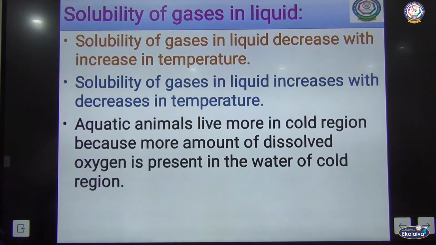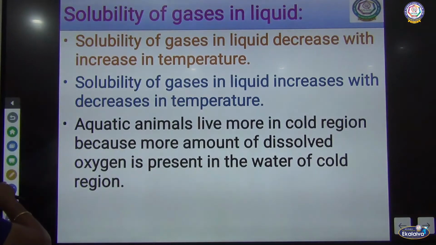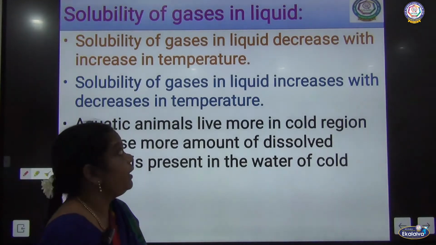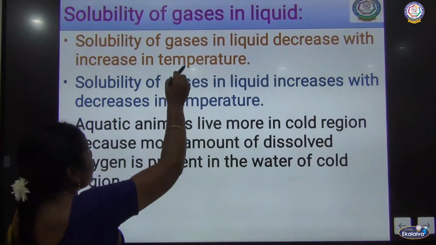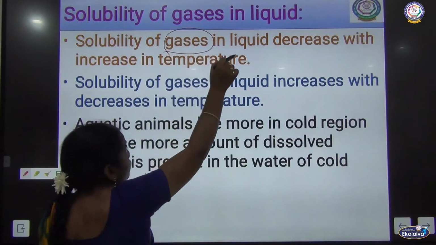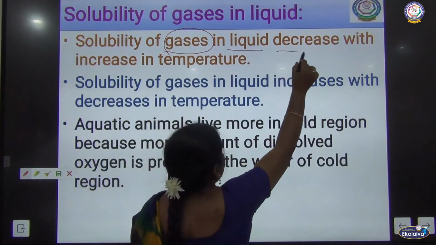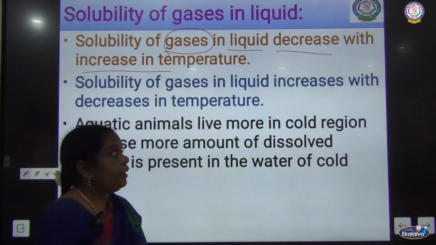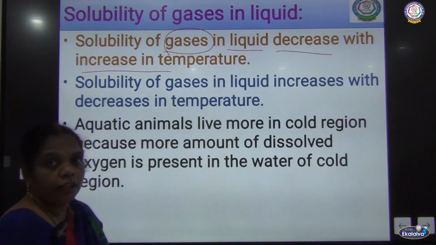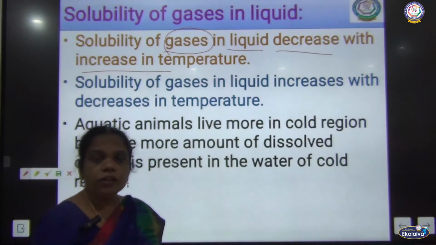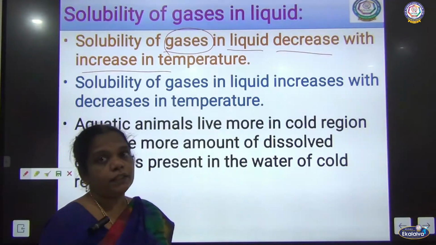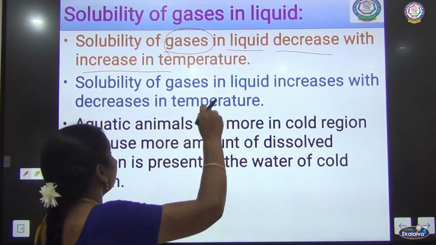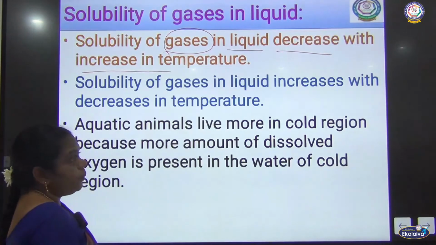And next one is solubility of gas in liquid solvent. Now here, what is the solute? The solute is taken in the form of gas. So here the solubility of the gas in liquid solvent decreases with increase in temperature. For a solid solute, solubility increases with increase in temperature, but it is vice versa for gas: it decreases with the increase in temperature.